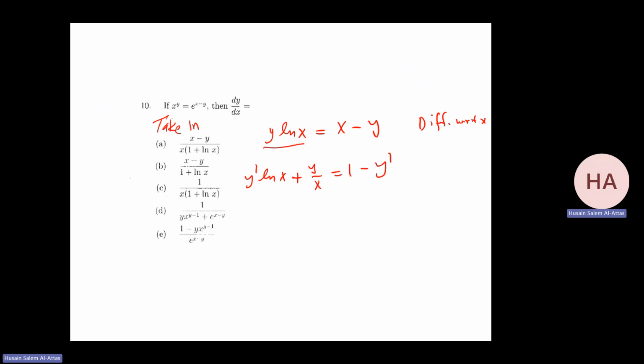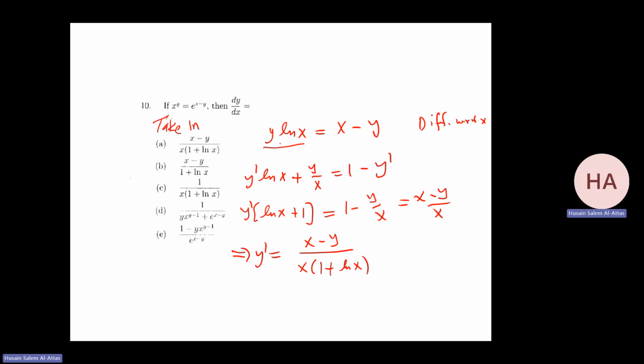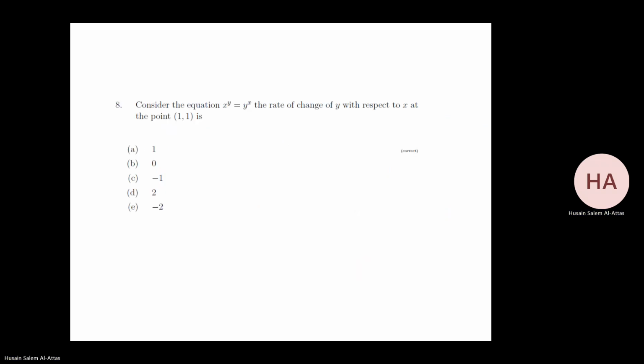Solve for y prime. So I take this to the other side. I have y prime times (ln x plus 1) equals 1 minus y over x, which is (x minus y) over x. So y prime will be (x minus y) over x, over (1 plus ln x). So that will be the answer.